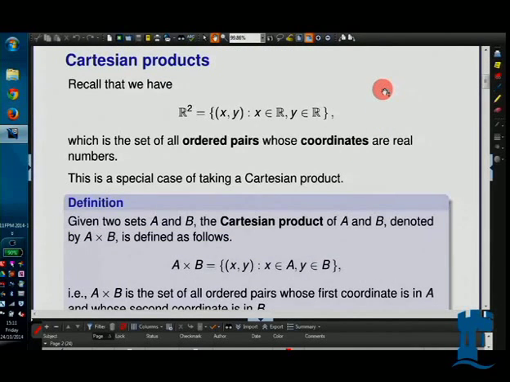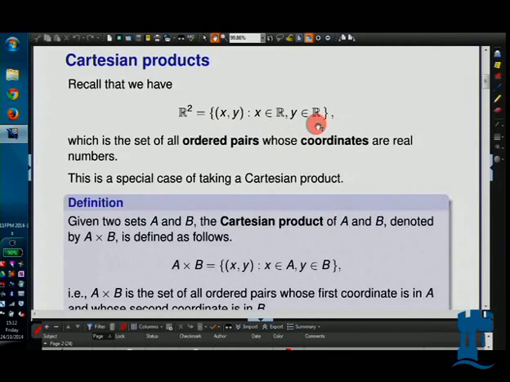Okay, so what's a Cartesian product? First of all, I'll just remind you that you hopefully know what R squared is already, which is a set of, which you can think of as ordered pairs, things with 2 coordinates, where the first coordinate, x, is in R, and the second coordinate, y, is in R. Okay, so it's ordered pairs with coordinates, and both coordinates are required to be real.